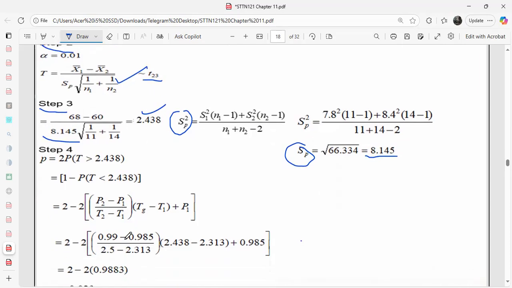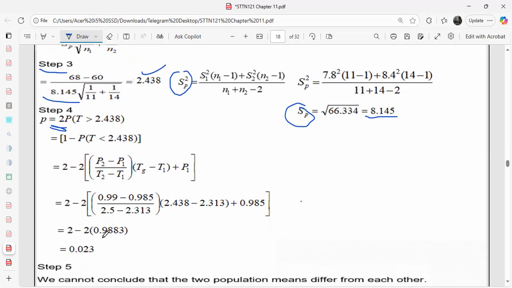Now you're going to use that method, the one of the P2 minus P1, the T2, T1. I think I've explained it, not sure if you guys were writing class test 1 and class test 2. Yeah, I've explained how to see that this is T2, this is T1, this is P2, this is P1. Now you use this. Remember, it's two-sided. So the 2 has to be there. But because this value is positive, it's T greater than 2.438. And we know that when it's positive and greater than, we're going to use 1 minus. So it means that it's going to be 2 minus 2 into, you substitute your values.